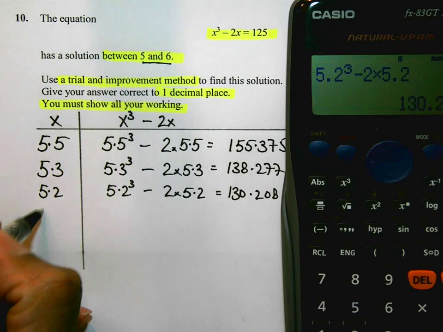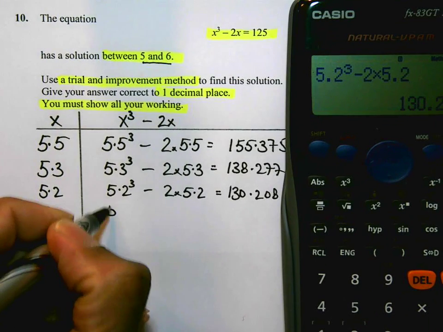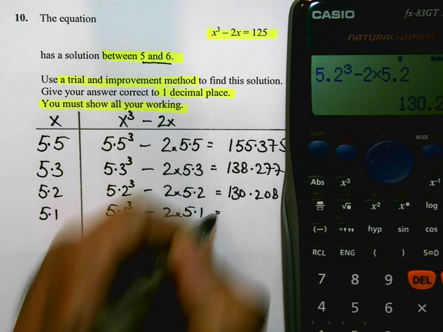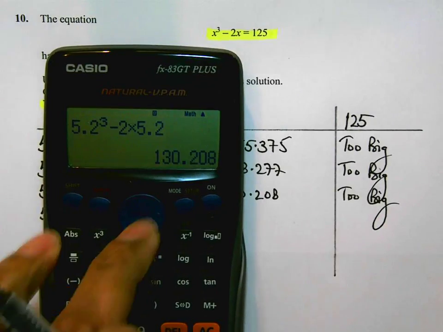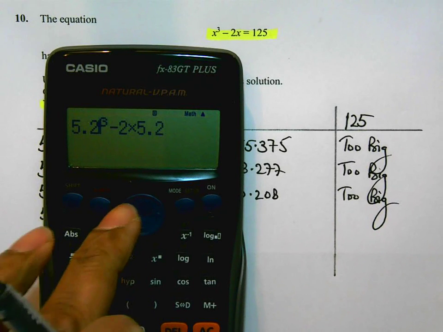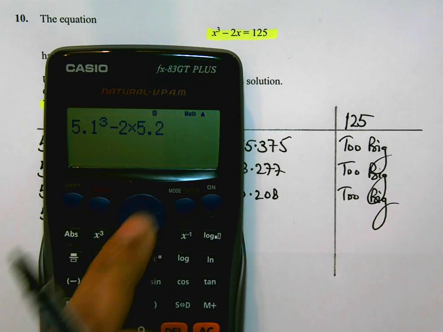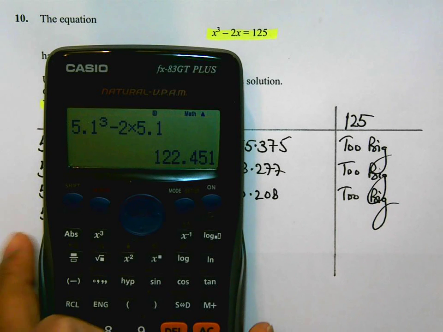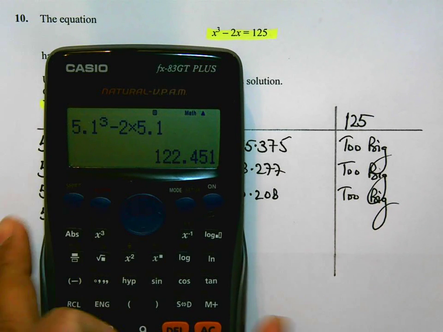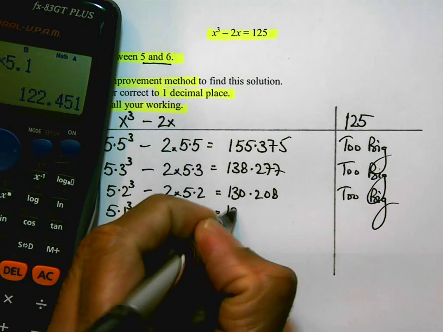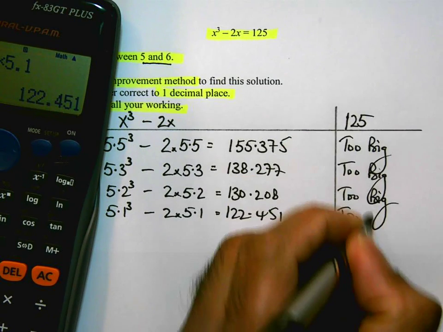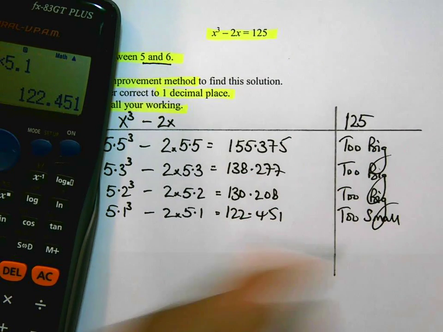I'm going to try next 5.1. 5.1 cubed, take away 2 times 5.1 is equal to, back to my calculator and using the replay button, change it to 5.1, change the 5.2 again to 5.1, and that gives me 122.451. 122.451, and that's smaller than 125, so that's too small.